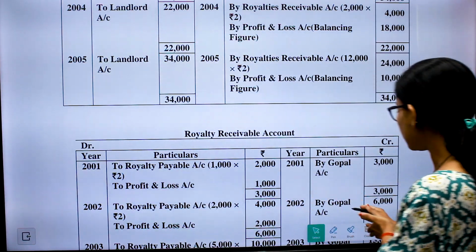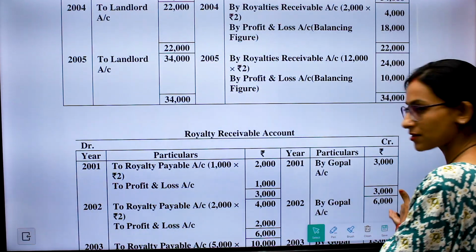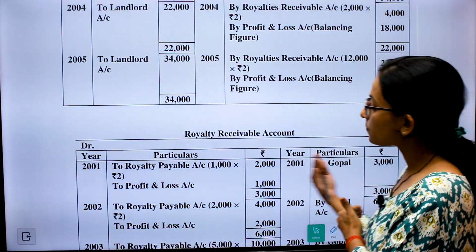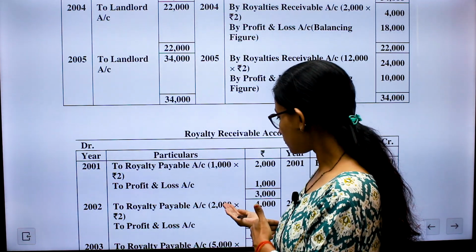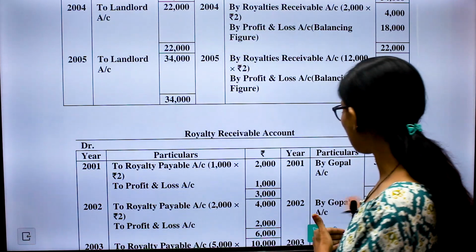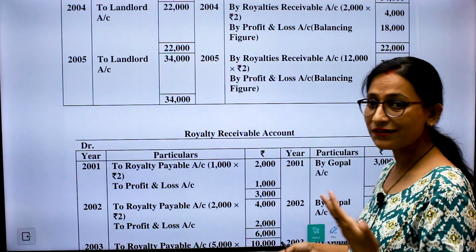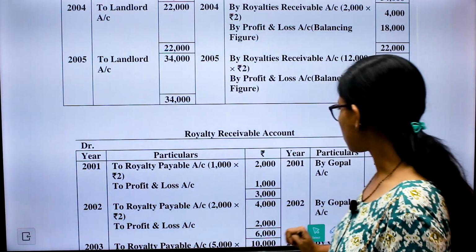Again in the second year, Ram's royalty earned is rupees 6,000. He has paid Ram rupees 2000 per turn, that is 4000. The remaining amount will be 2000, which will be transferred at the end of the year. Okay, that is the 2000.